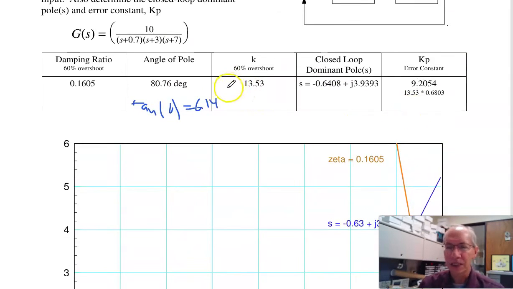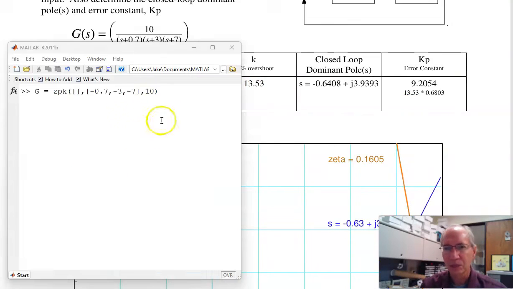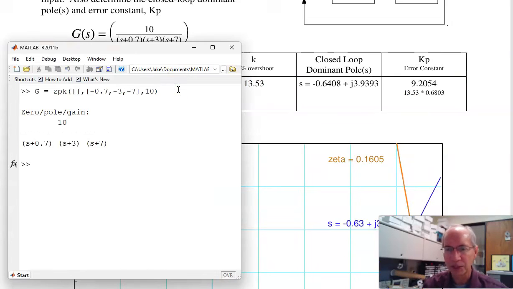What I can do then is plug that into MATLAB or your calculator. So go into MATLAB, input G of s. s is minus 0.64 plus 3.93j.